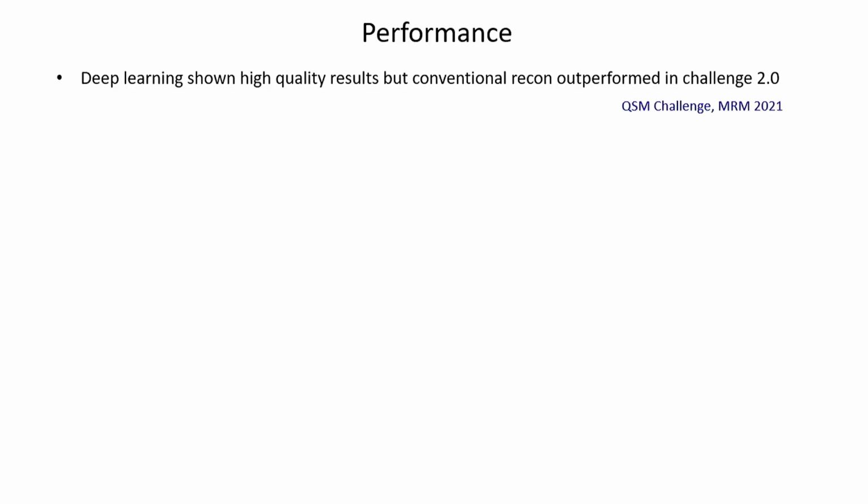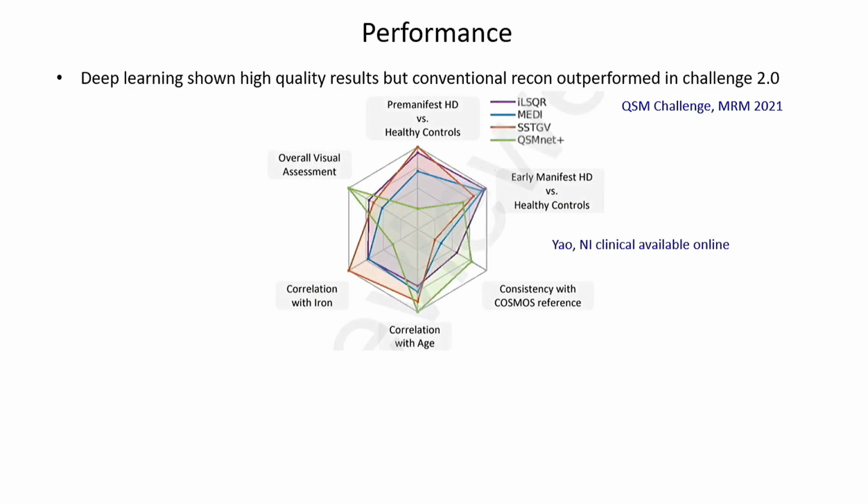Okay, the last issue is the performance. I've been saying that deep neural nets have been doing a great job performance-wise, but the surprise is that in this challenge 2.0, no neural net won the race. There are a few of them, but in almost every category, conventional recon performed better than some of the neural networks. Why is that the case?